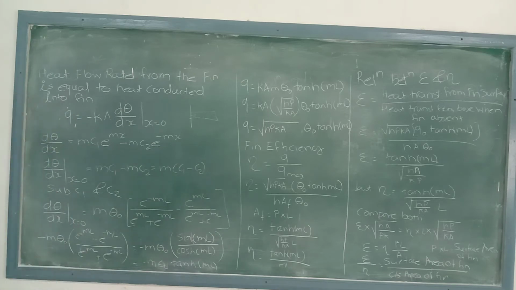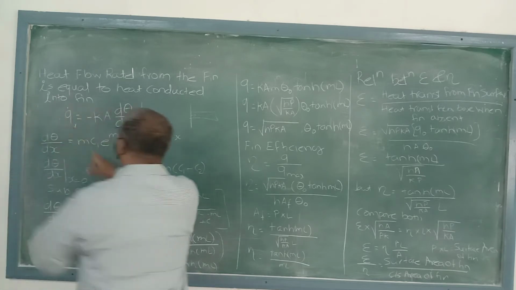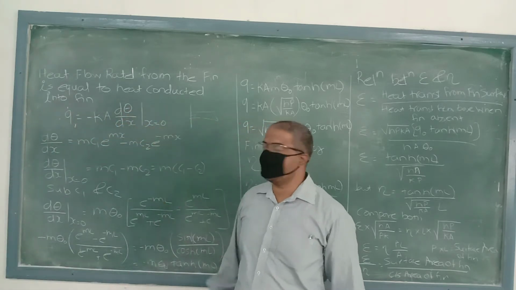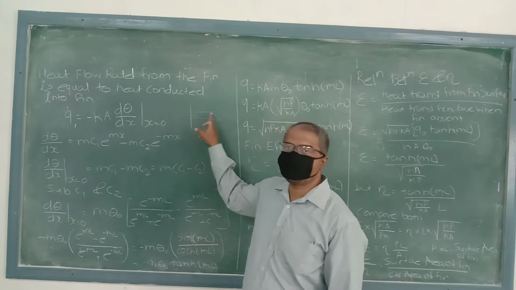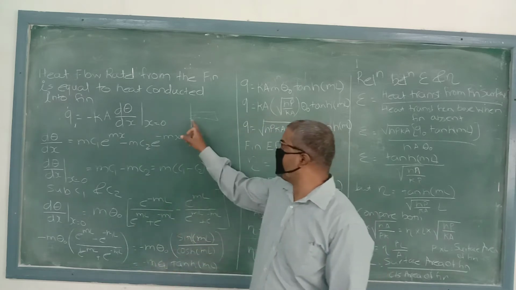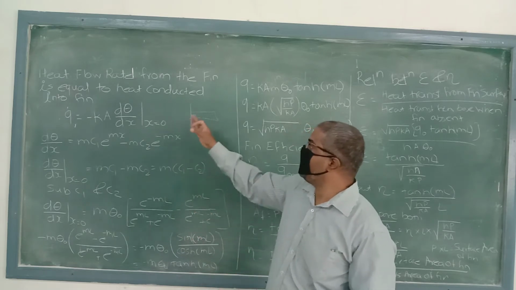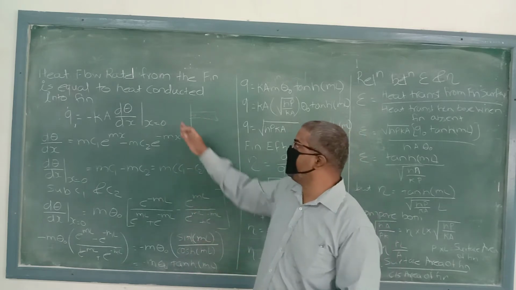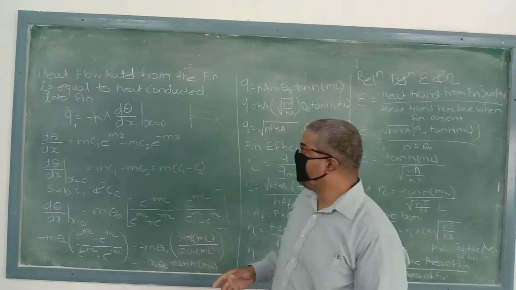So that's why, as per Fourier's law, we can write Q is equal to minus K A d theta by dx. Here x is equal to 0, as we are considering the heat flows in the x direction. At x is equal to 0, whatever heat flows is equal to the heat conducted into the fin.